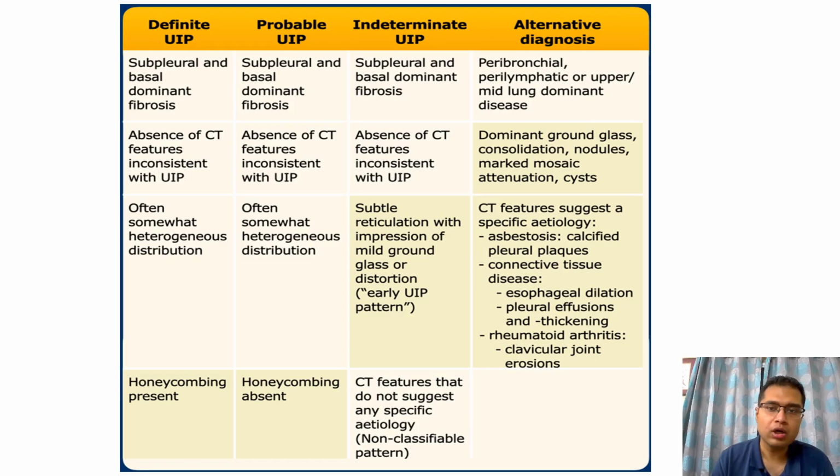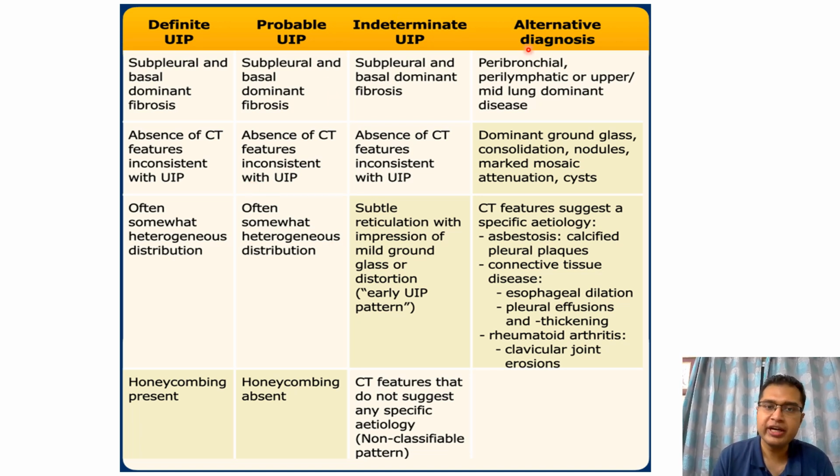So coming to this important categorization of UIP into definite, probable, indeterminate and alternative diagnosis, an important thing to be remembered is that in all these three, that is definite, probable and indeterminate, some features are very common. For example, subpleural predominance as well as a apicobasal gradient is seen in all the three, along with inconsistent UIP features absent in all the three.